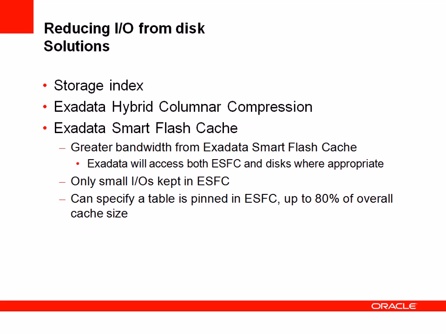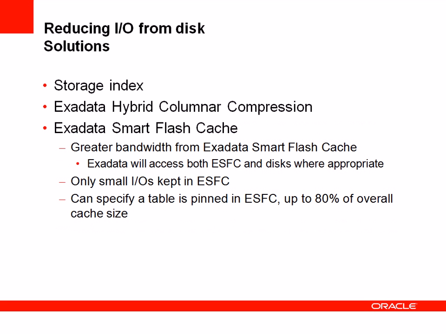The last thing to mention in terms of reducing I/O from disk is the Exadata Smart Flash Cache. This is the flash storage which is included in each storage cell, and of course it has a much greater bandwidth than retrieving from disk. Exadata software is smart enough so that if you're doing a full table scan and some of the blocks of that table are in flash cache and some are on disk, it will actually hit both of them. So you get the aggregate bandwidth both from disk and from flash cache together.